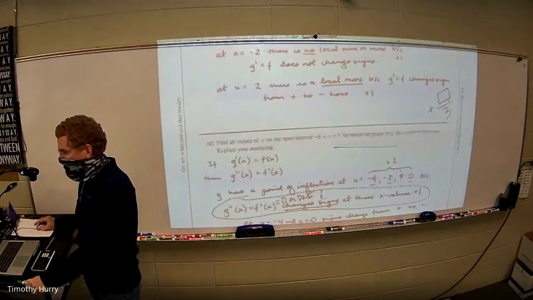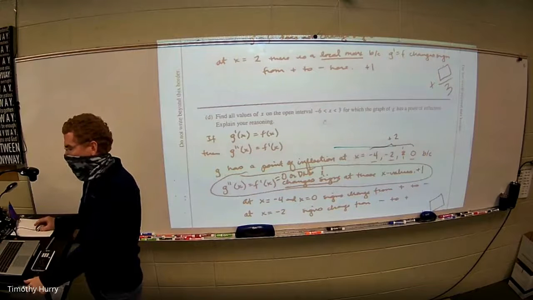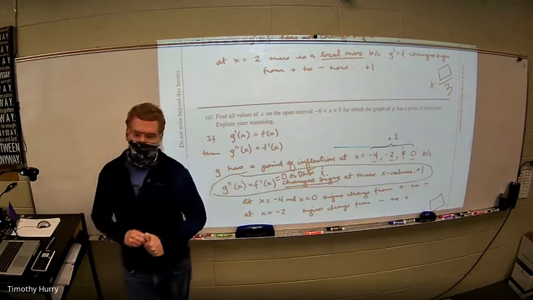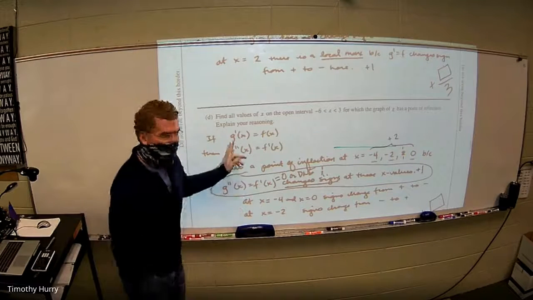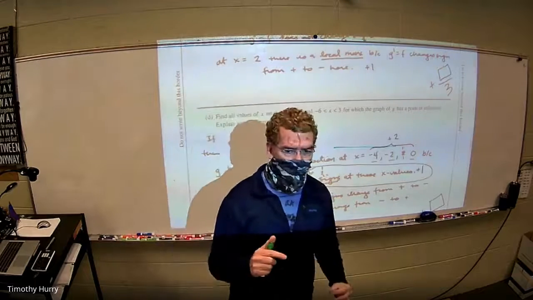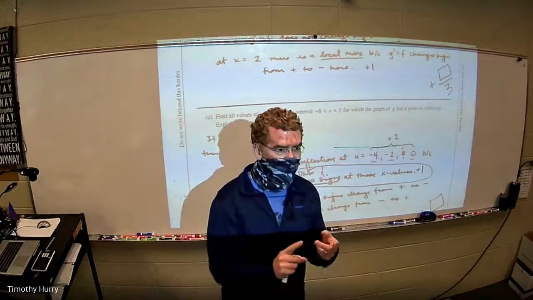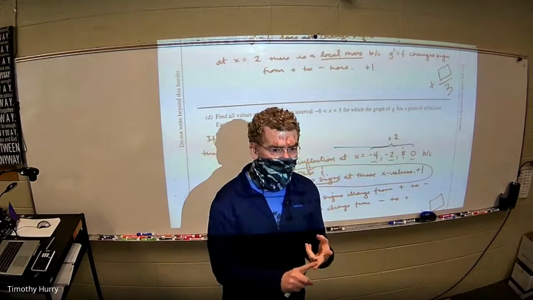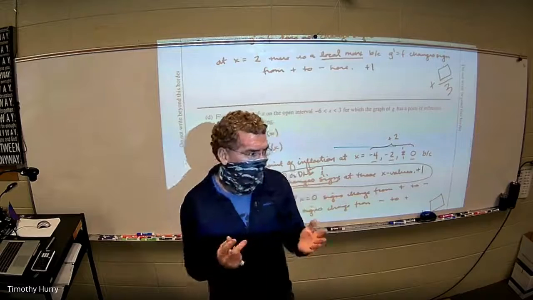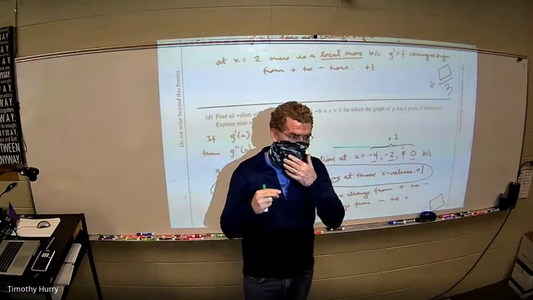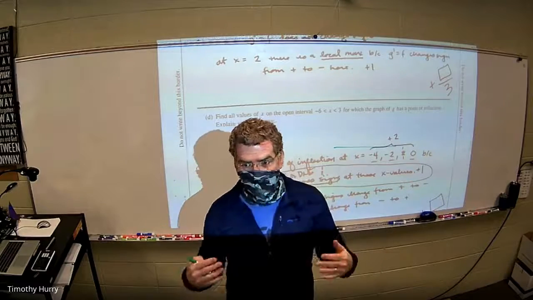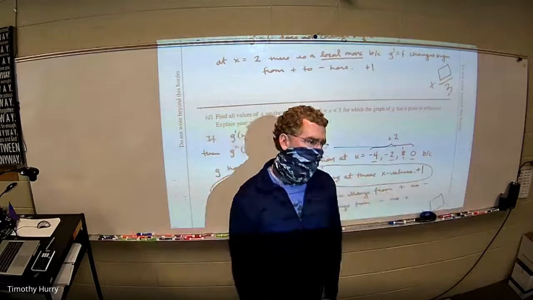And then part D says find all values of x on the open interval for which the graph of g has a point of inflection. Okay, so what do you know about points of inflection? They occur where the second derivative is 0 or DNE and changes signs. Because if you just say 0 or DNE, you're telling me what? It's not necessarily a point of inflection. It is a possible point of inflection.